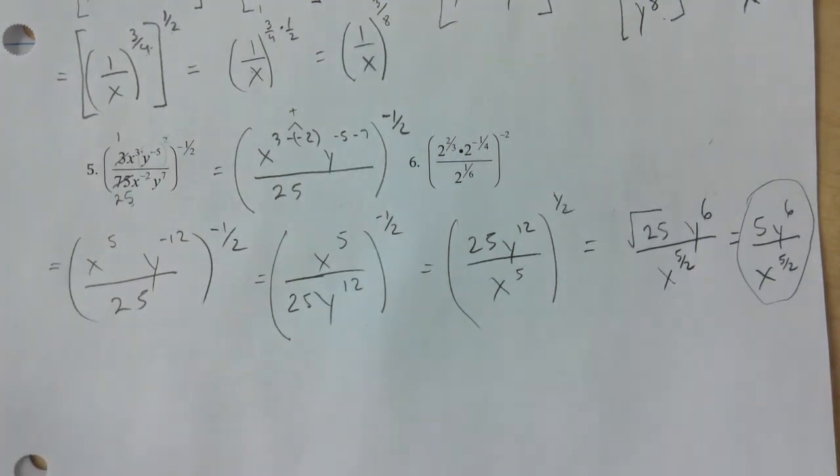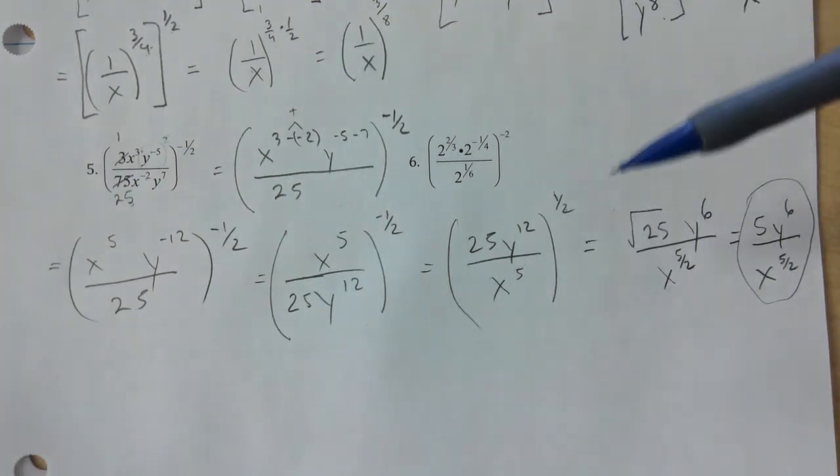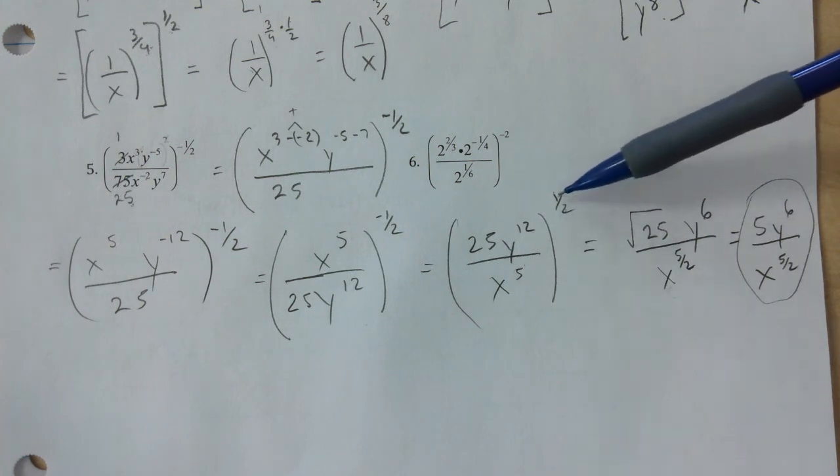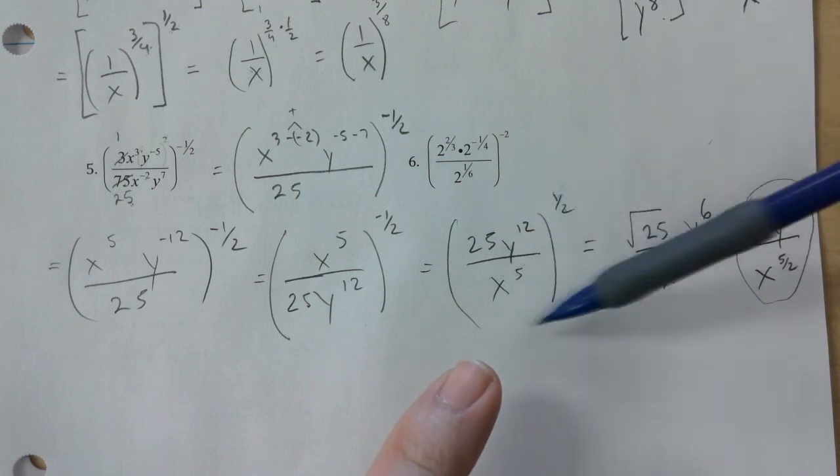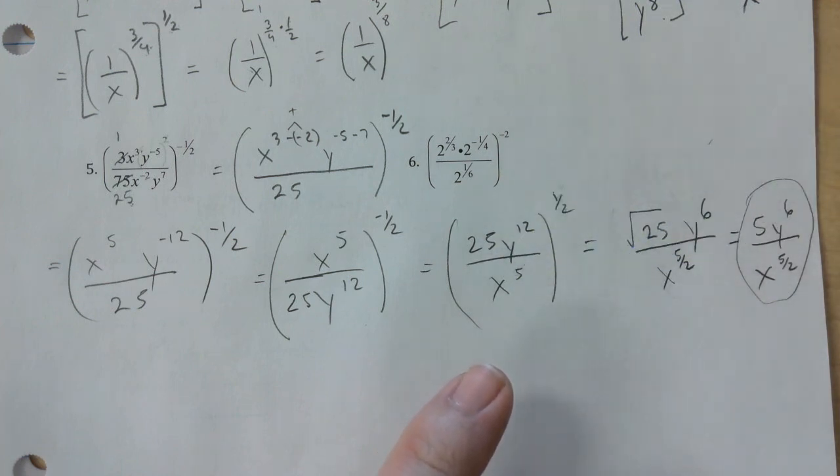So the pattern is that I don't do anything with the outside exponent until I'm clean, everything is cleaned up inside. Okay, and then you move on.